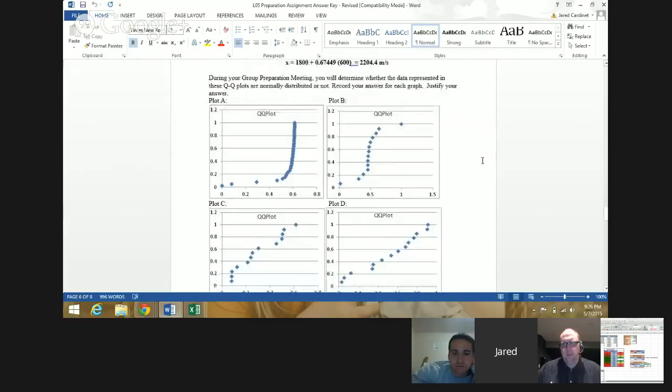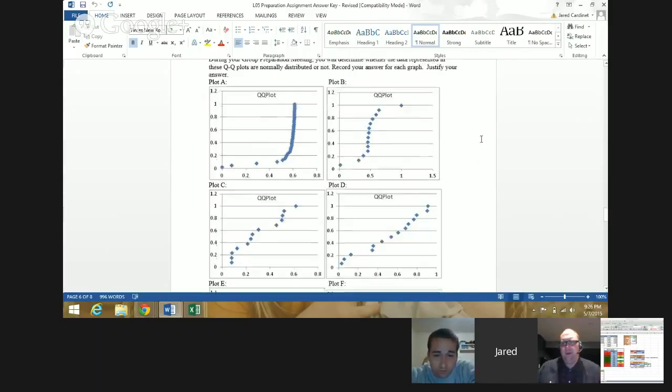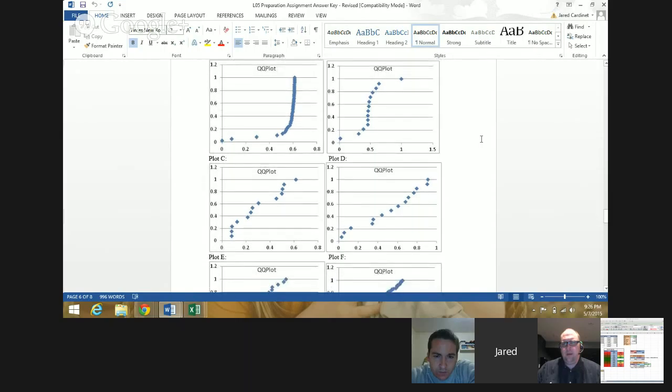Thanks, guys. During your group preparation meeting, you will determine whether the data represented in those Q-Q plots are normally distributed or not. Record your answers for each graph. Justify your answer. So A would be no, right? No. B is no. C is yeah.